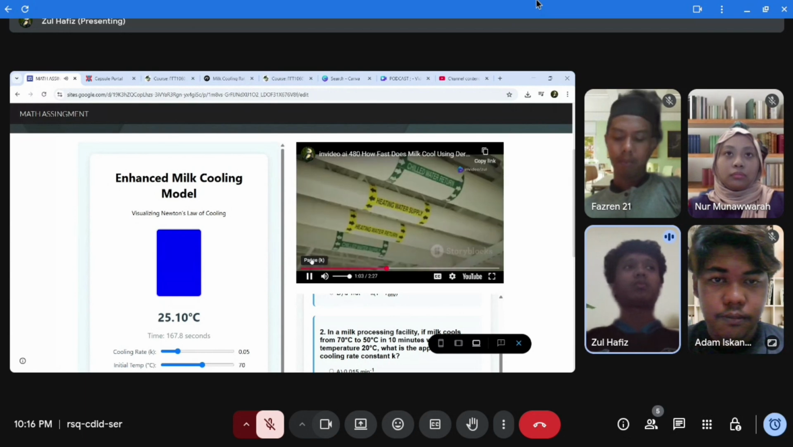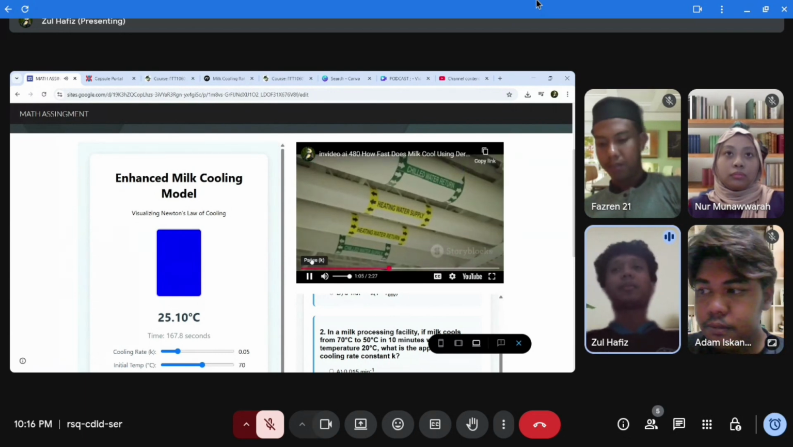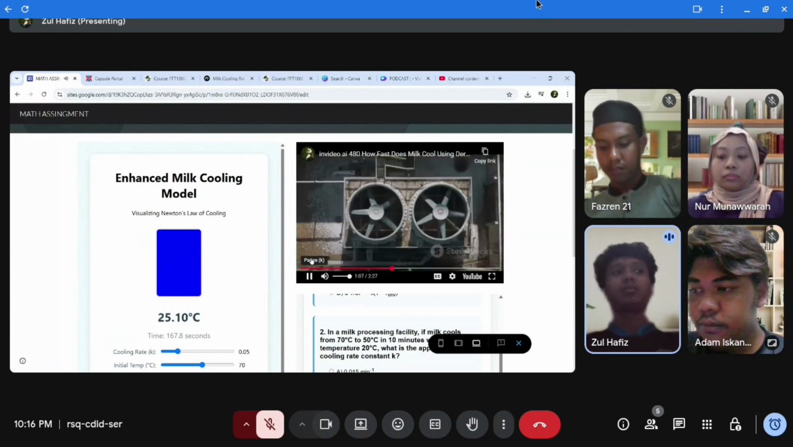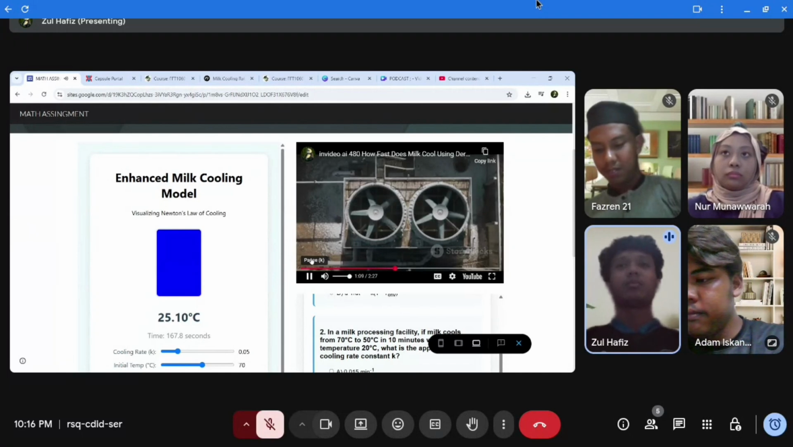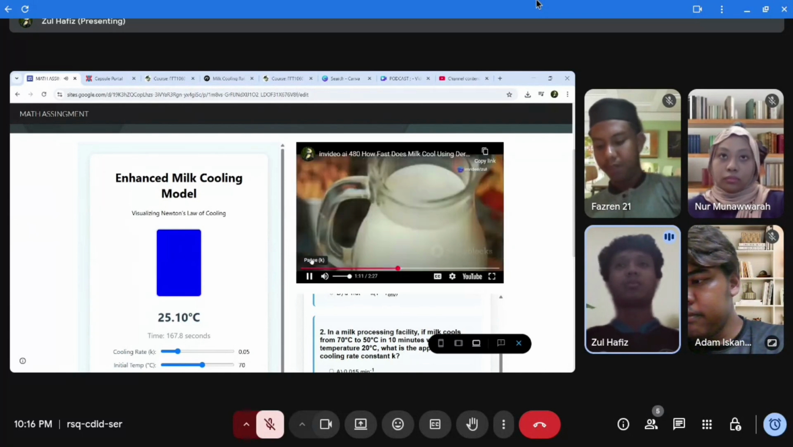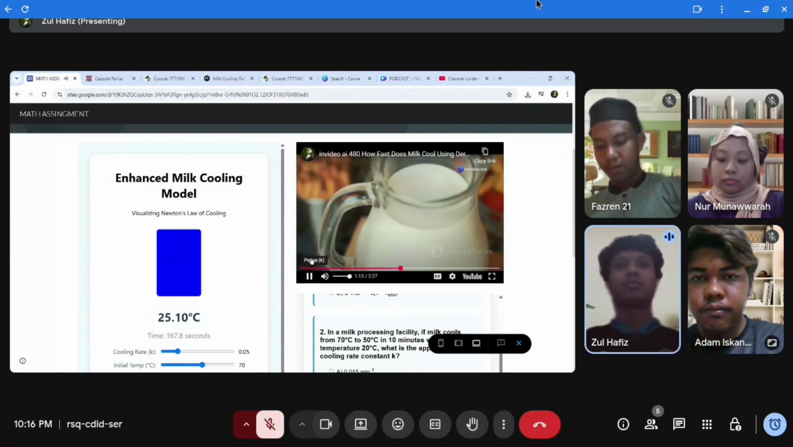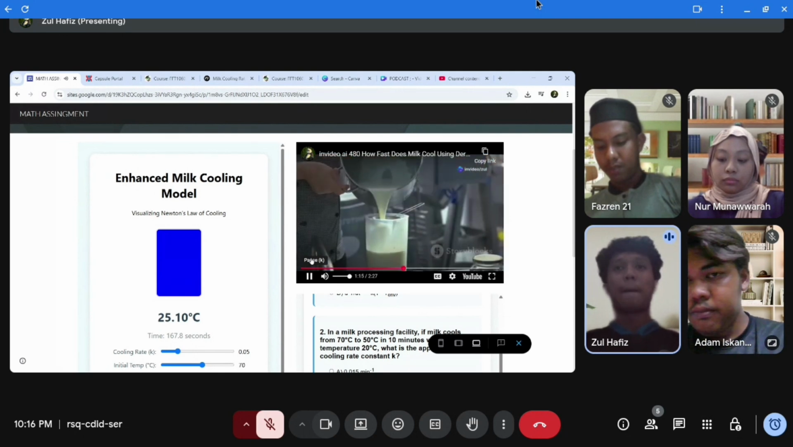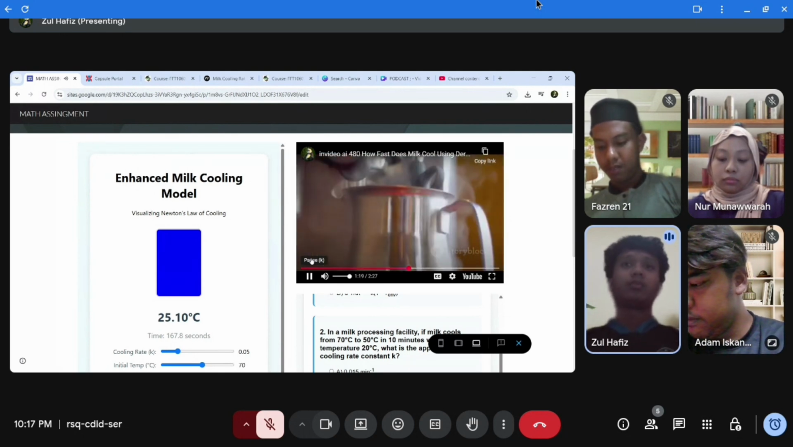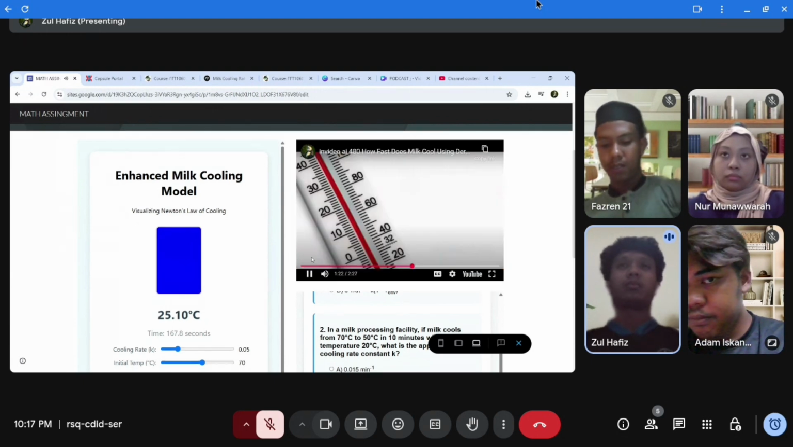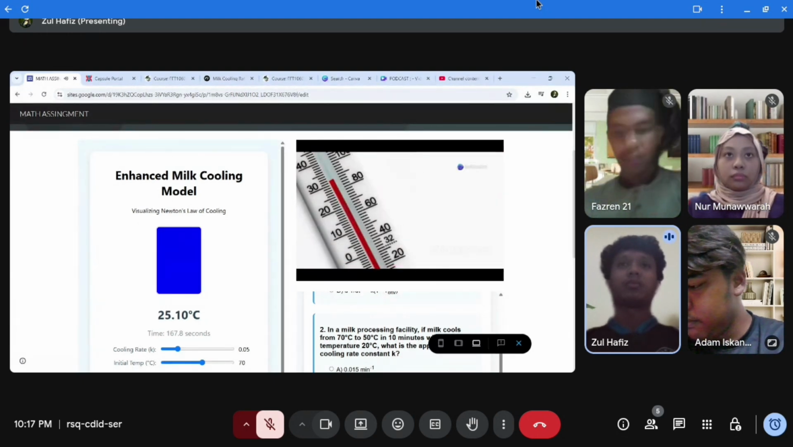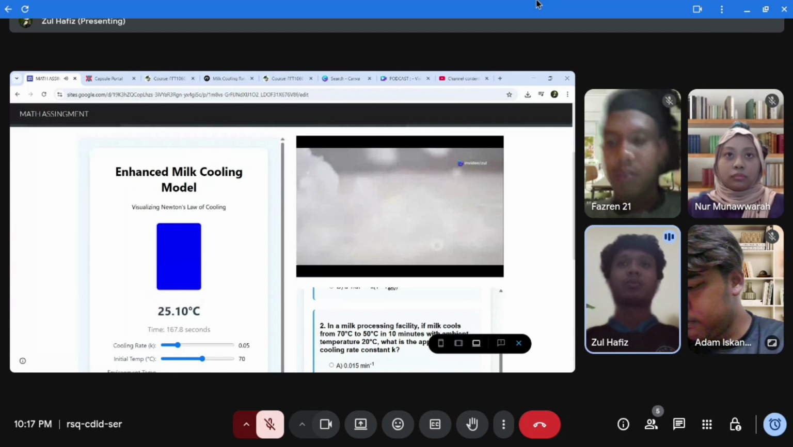Ts is the surrounding temp, like the chilly metal pipes or cold water it's touching. And k is just a constant that tells us how efficient the cooling setup is. Imagine your milk starts at 35 degrees Celsius and you're cooling it in a system set to 4 degrees Celsius. At first, that temperature gap is huge, so the derivative, dT/dt, is a big negative number. The milk drops in temperature super fast.